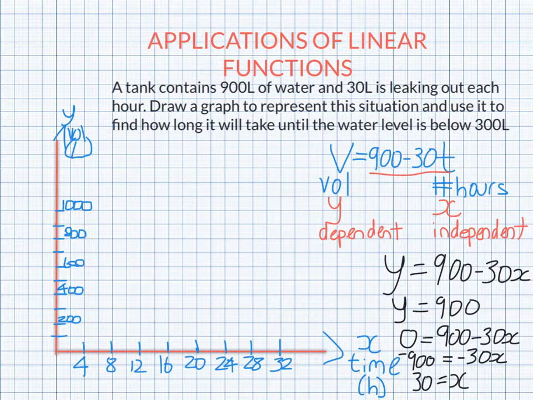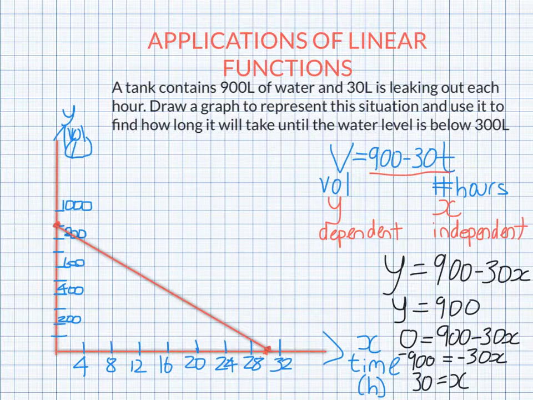So now that I've found the two intercepts, it's easy to graph. The y-intercept is going to be 900, which is there. The x-intercept is going to be 30, which is there. It doesn't matter that I've gone up by a different amount each time on the axes, that I went up by 100 each time on the y-axis and by 2 each time on the x-axis. That doesn't matter. So I've got my two intercepts. I'm just going to join them up like this. So that is the line.